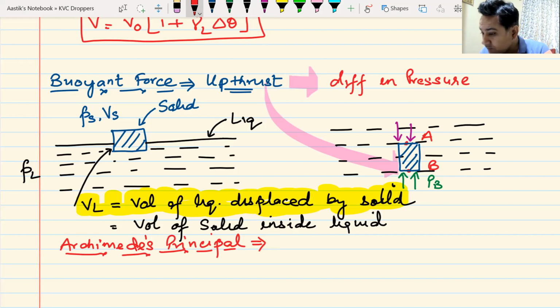Buoyant force is equal to volume displaced into gravity. No, you are definitely very confused.